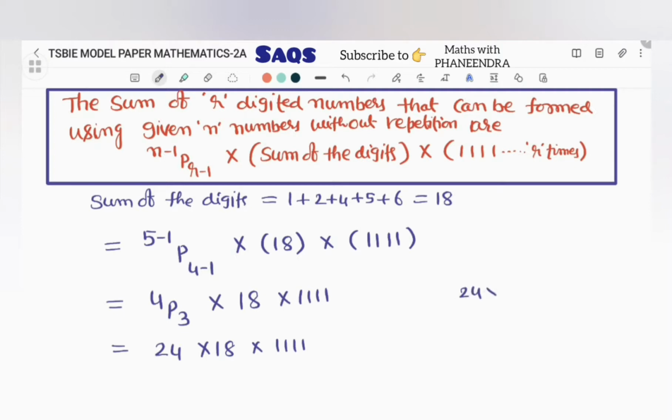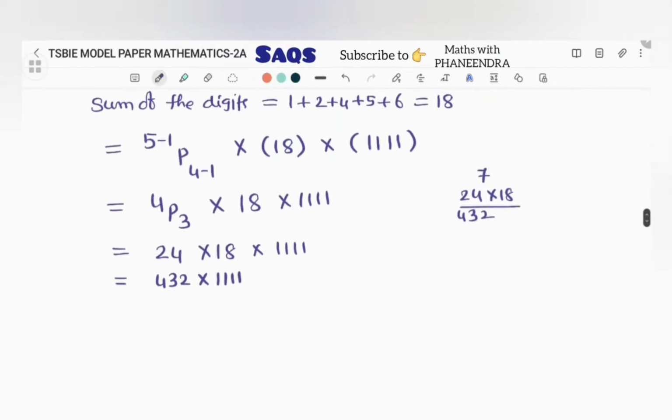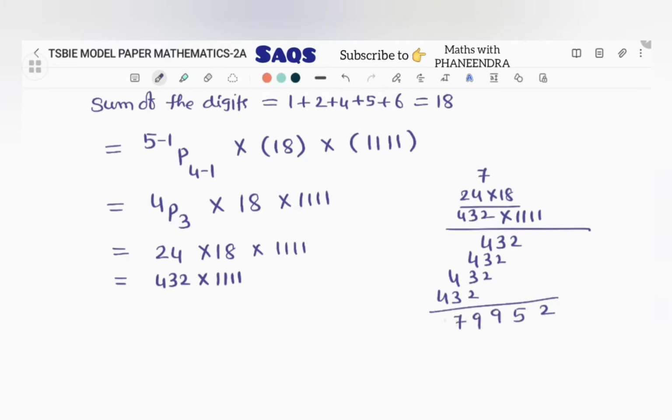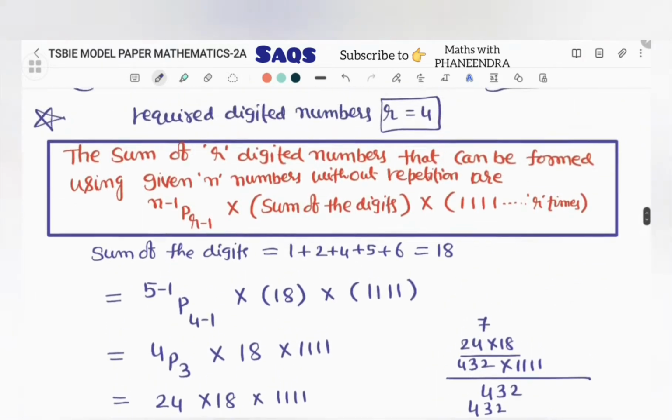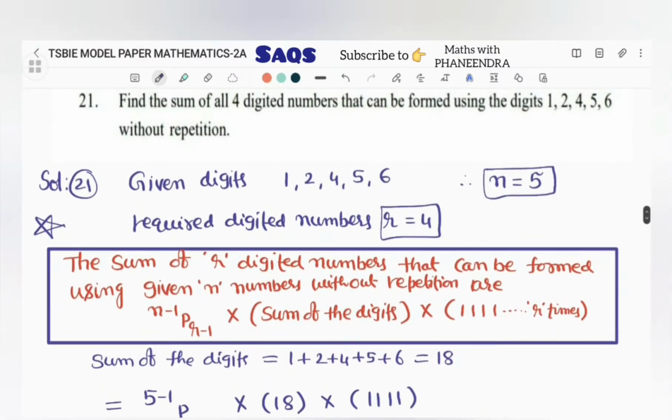So 24 into 18: 18 4s are 72, 18 2s are 36, 36 plus 7, so 43, so 432, into 1111. First time you write 432, next time 432, next time 432, again next time 432, adding gives 4,79,952, which is the required sum of the numbers. I hope you understand, dear students. For this question we'll move on to question number 22.